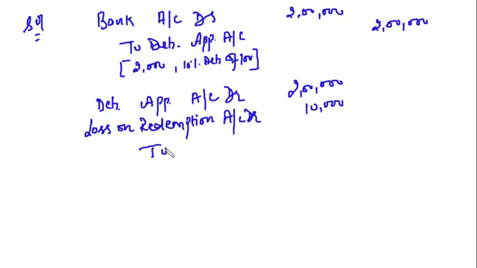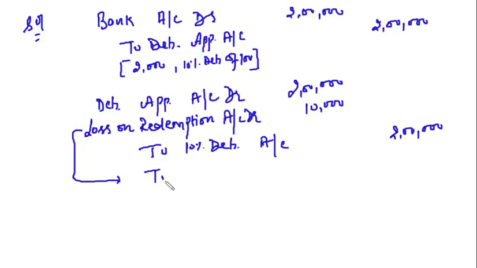Now to 10% debentures account, there will be the nominal value, that is 2 lakh rupees, and which account will be credited against this account? To premium on redemption account. How much? 10,000. Clear? Entries related to issue are clear.